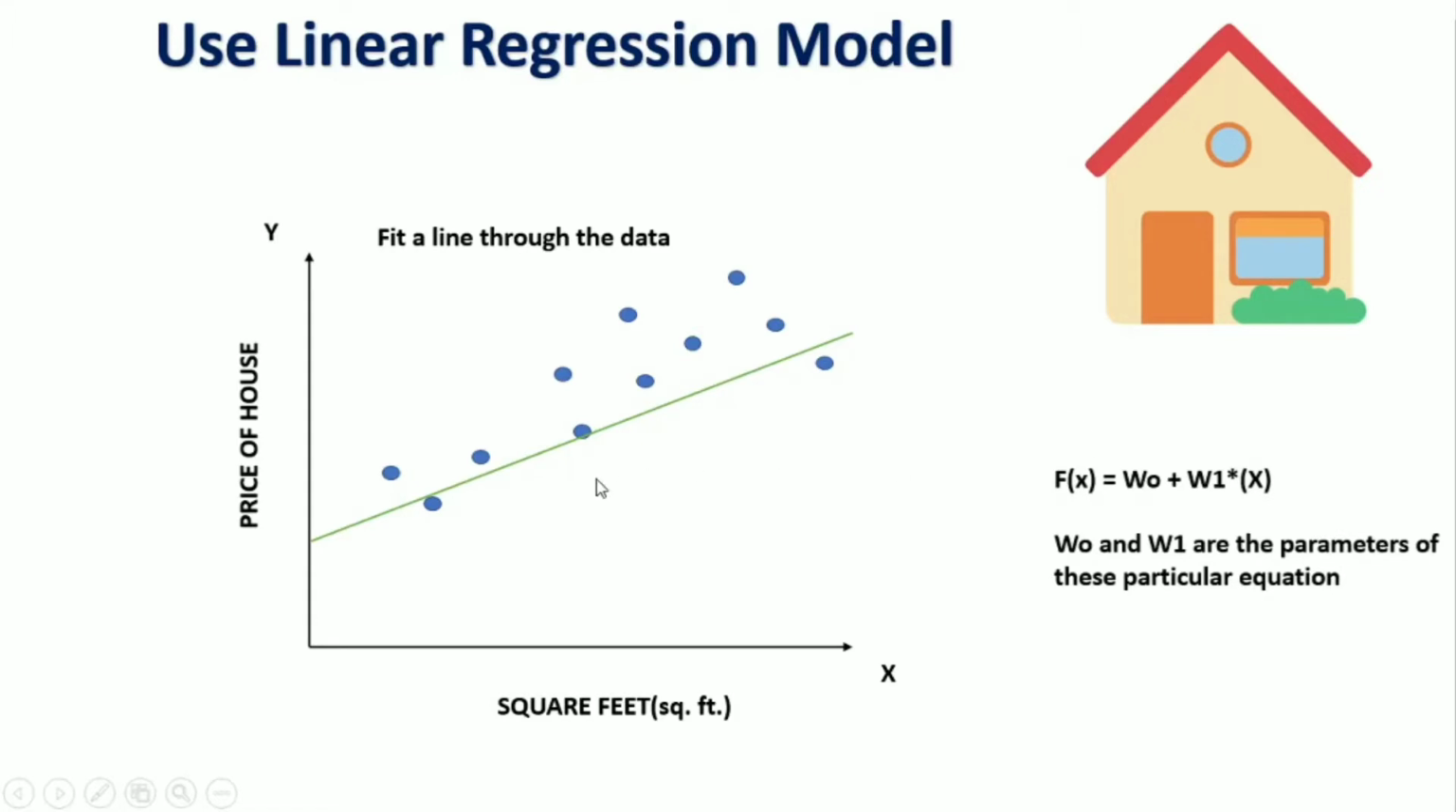So what is the equation of a line? The line equation is y equals mx plus c. So f(x) is equal to w0 plus w1 times x. This line has such an equation, where w0 and w1 are the parameters of this equation. Another question arises here: what kind of line should we make? Because a line can be made in different ways, based on the parameters w0 and w1. What is w0 here? This is the intercept value. And what is w1? w1 is the slope associated with this line.